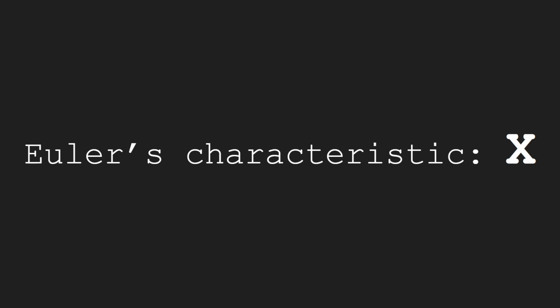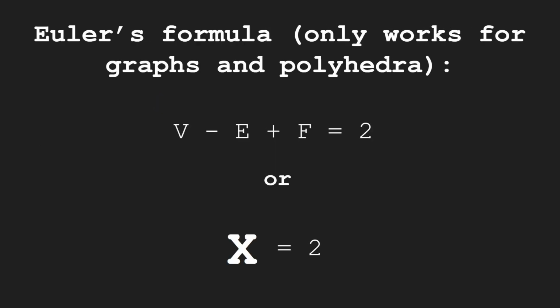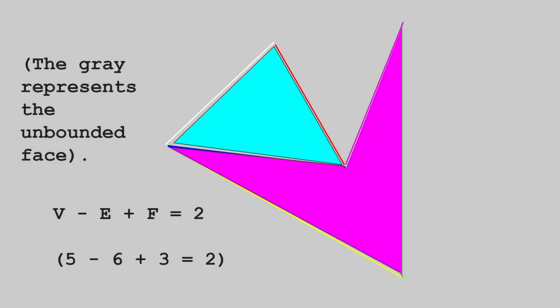The Euler characteristic is calculated for a graph like this or a polyhedron like this using the number of vertices minus the number of edges plus the number of faces. For any convex polyhedron, this is equal to 2. This formula, v minus e plus f equals 2, is also known as Euler's formula. Side note, remember that the graph has a face which you might not be thinking of, the unbounded face.